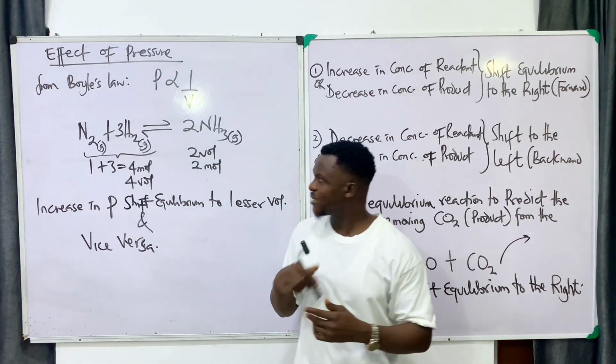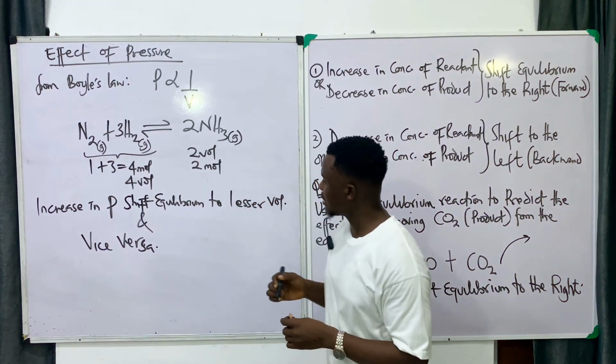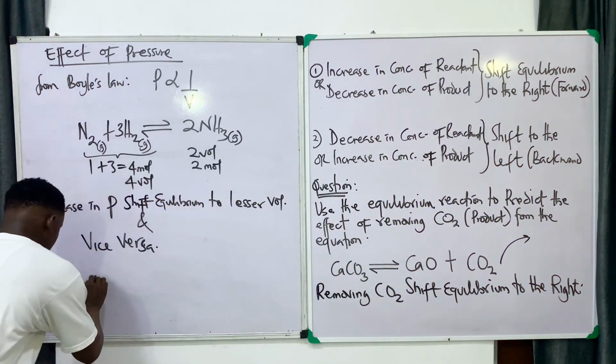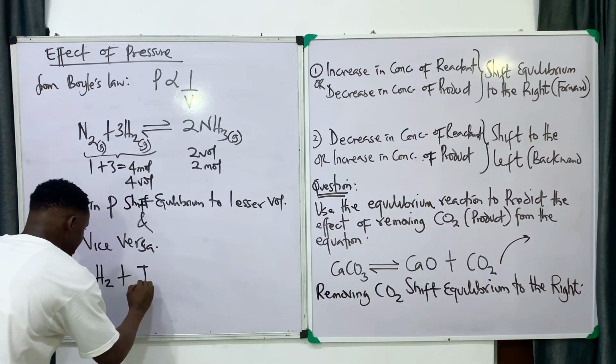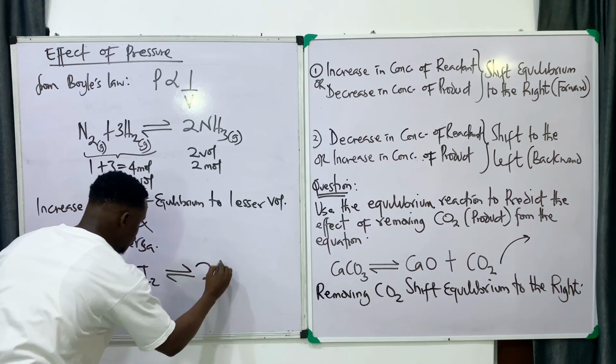All right? So let's assume, for example, I have something like, let's say, H2 plus I2 giving me 2HI.